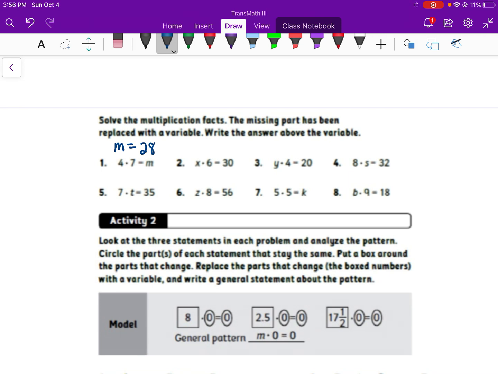What times 6 is 30? X is our variable, so what x times 6 is 30? X is going to equal 5. This one we're saying y equals, and 5 times 4 is 20, so y is equal to 5. In this case, s is equal to 4. Number 5, t is equal to 5. In this case, z is equal to 7. In this case, k is equal to 25. And in this case, b is equal to 2.